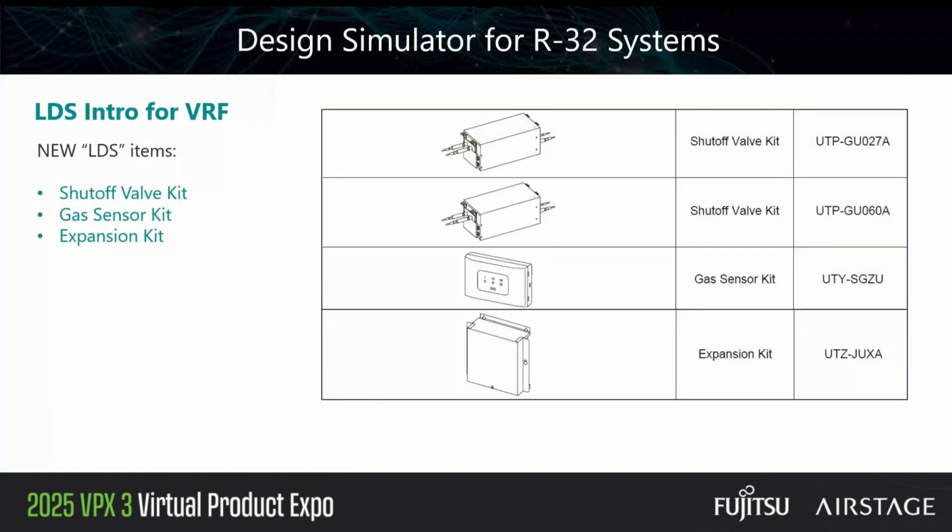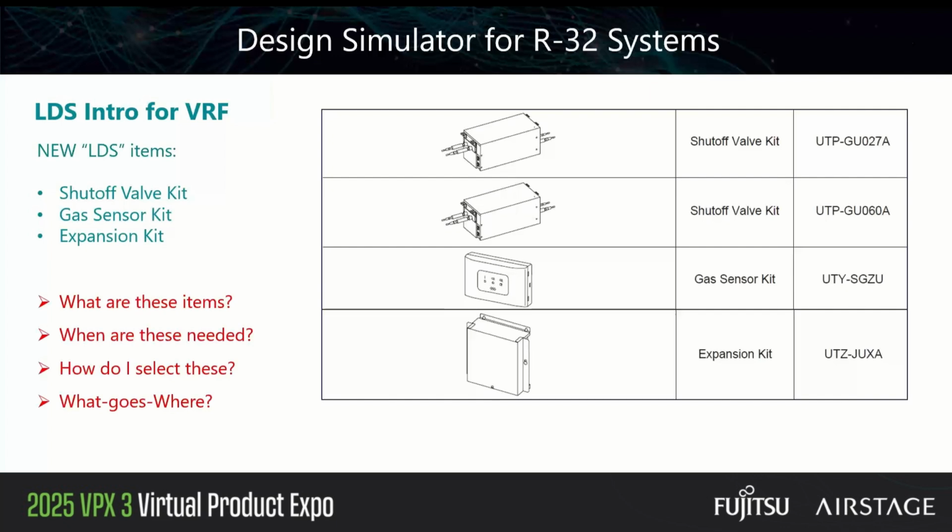So let's take a look at our LDS components. We have 2 shutoff valve kits. We will take a look at that. And we have a gas sensor, and we also have an expansion kit. And don't worry about memorizing these part numbers. We will definitely get into this shortly. And this is what we will do. We will see what these items are, when they are needed, how they are selected, and most importantly, what goes where to make sure that we can revise our piping structure so we can determine our maximum releasable charge.